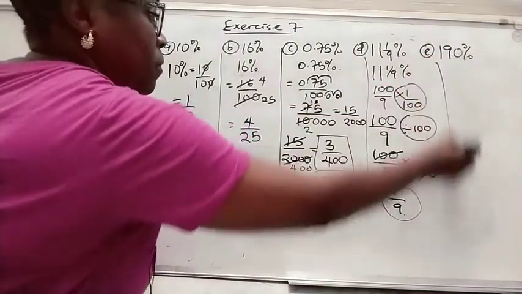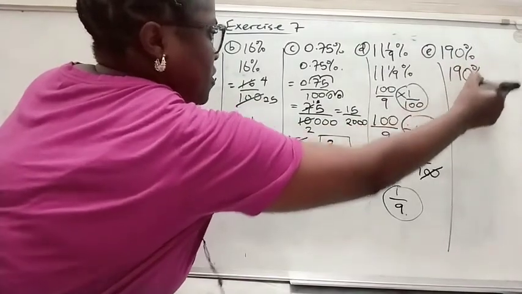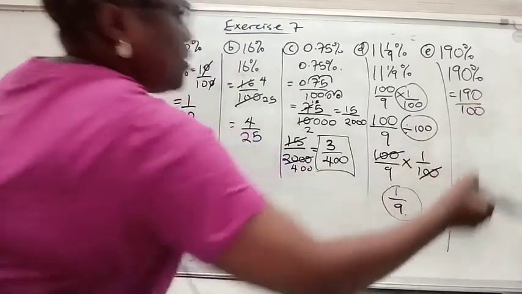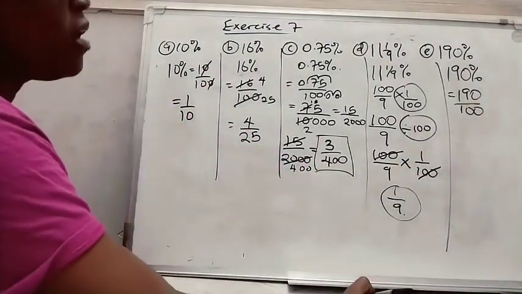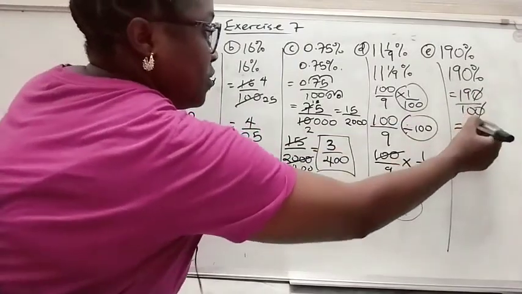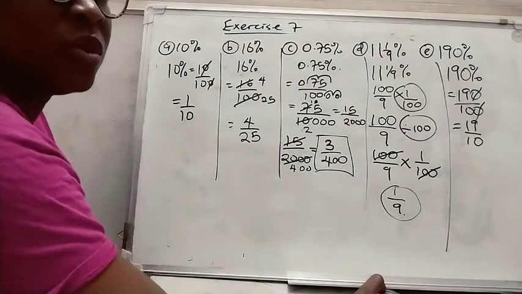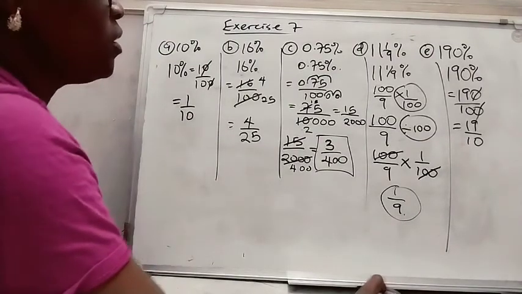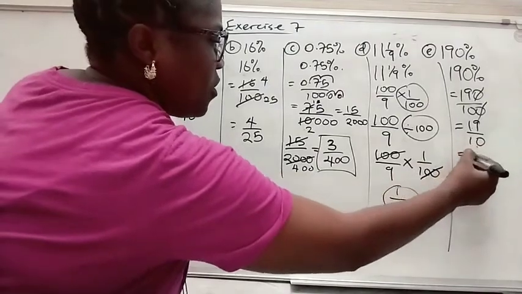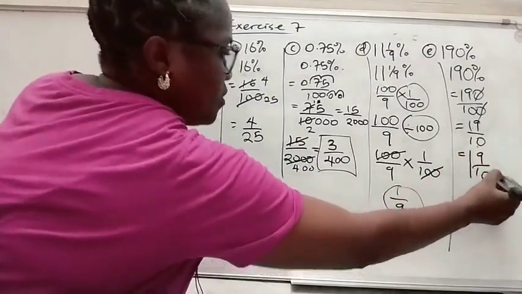Then we have 190%, which is the same thing as 190 over 100. So how do we reduce it to the lowest? First of all, cancel out the 0, giving us 19 over 10. We can also convert this to a mixed fraction, which is 19 divided by 10 gives us one whole number, remainder 9 over 10.